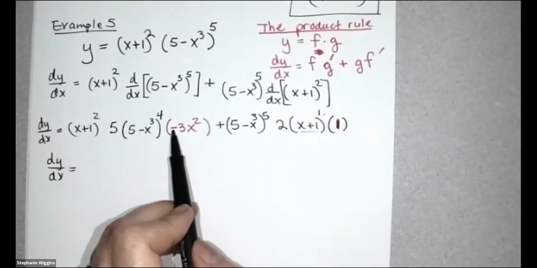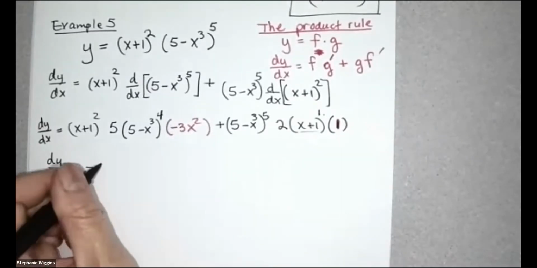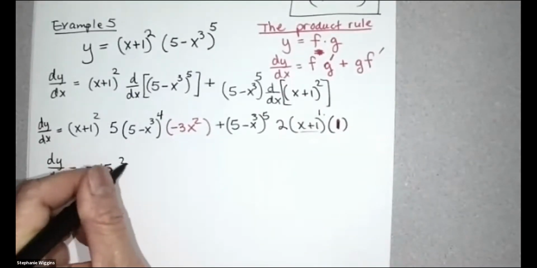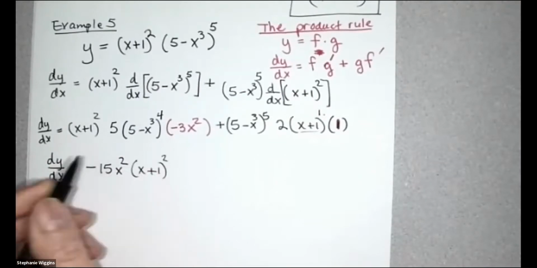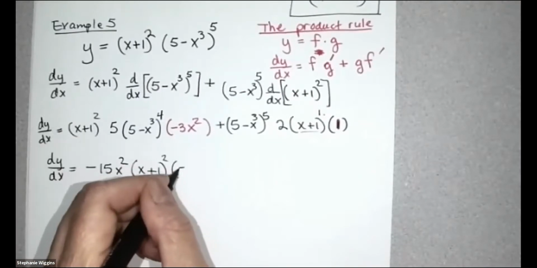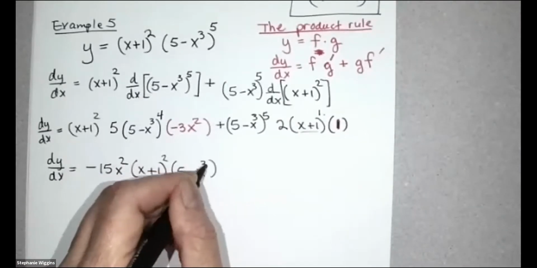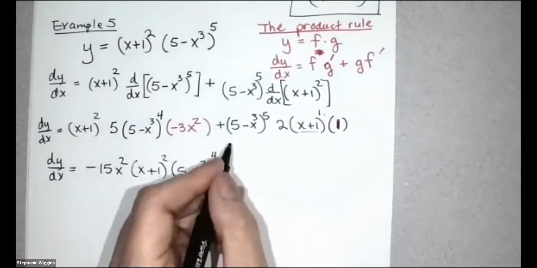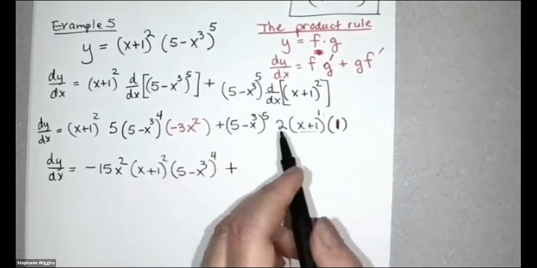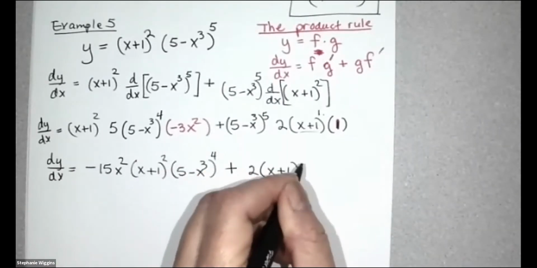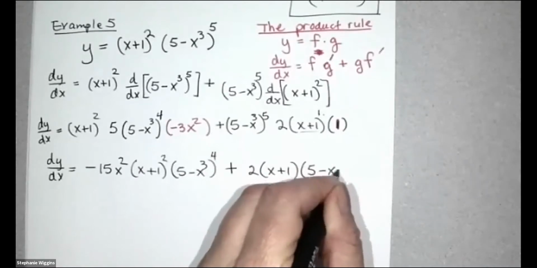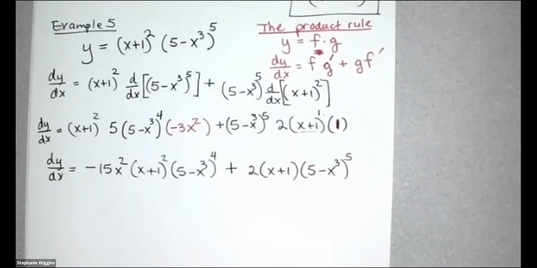We have 5 times negative 3x squared is negative 15x squared times x plus 1 squared times the 5 minus x cubed to the 4th power. That's the first part. And then we're adding to that 2 times x plus 1 times 5 minus x cubed to the 5th power. And that is the derivative.